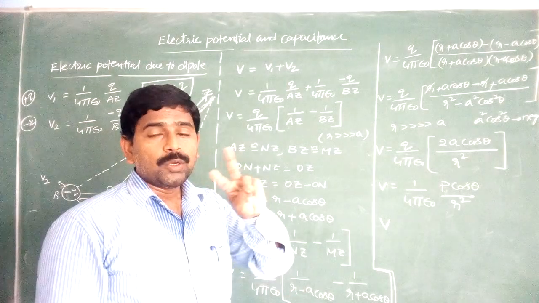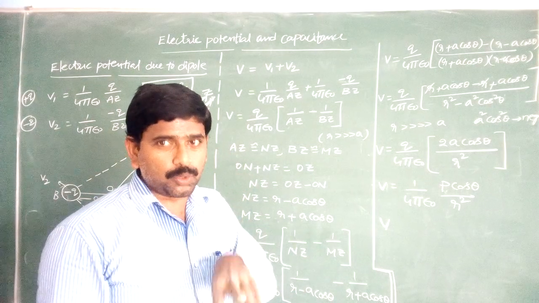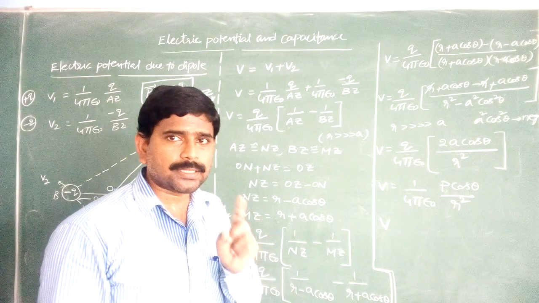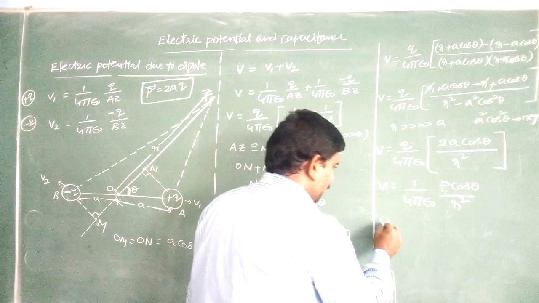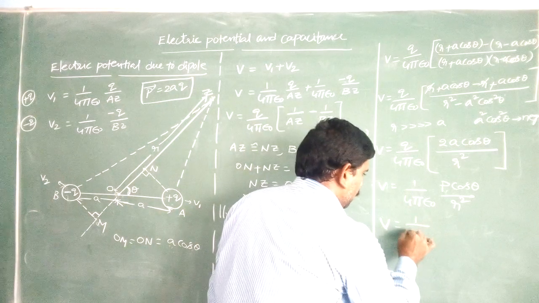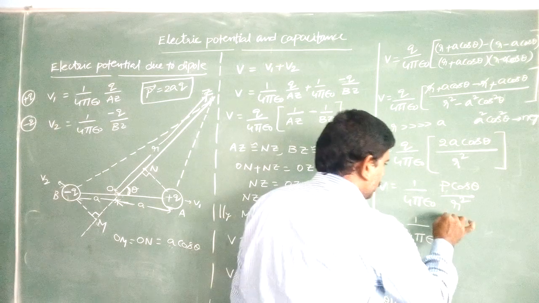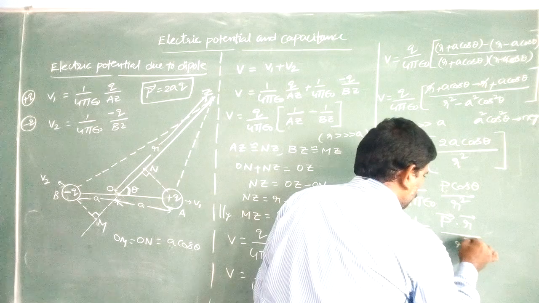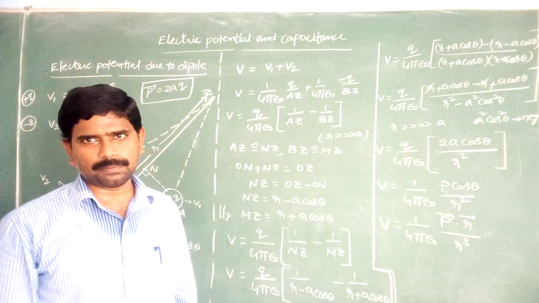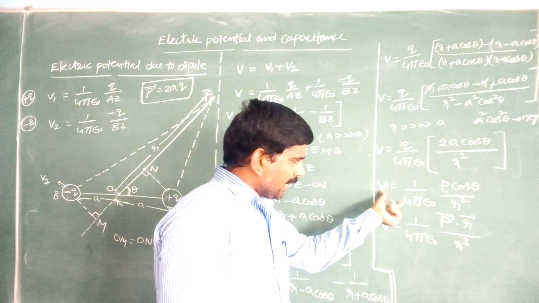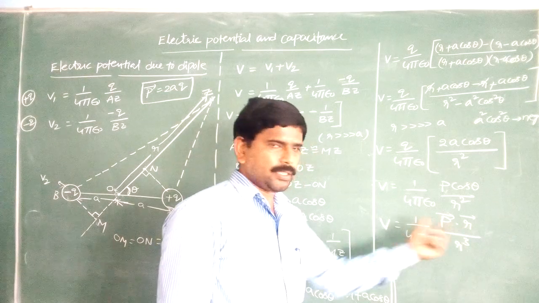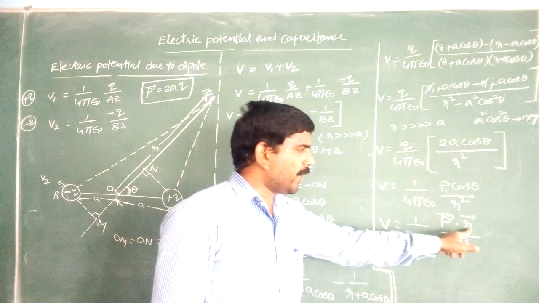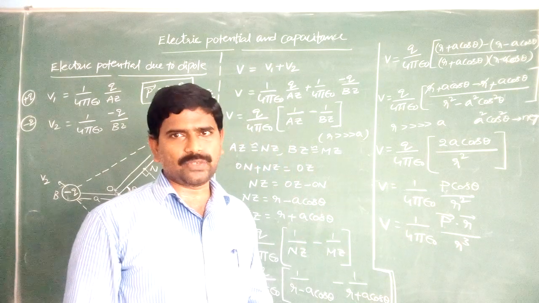Why? Because the dot product of two vectors is a scalar physical quantity. Therefore, here we write 1 by 4 pi epsilon naught into P bar dot R bar by R cube. This is the scalar form. We are representing the electric potential in terms of vector notation, but this is a scalar. Electric potential is a scalar.